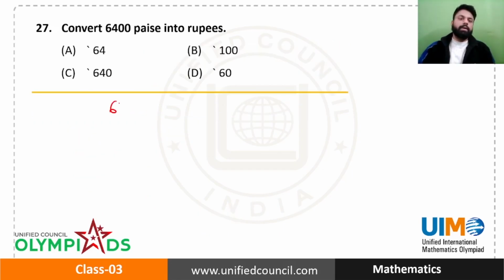Convert 6400 paisa into rupees. We know that 100 paisa is equal to 1 rupee. So all we have to do is just divide it by 100, that is equal to 64 rupees.